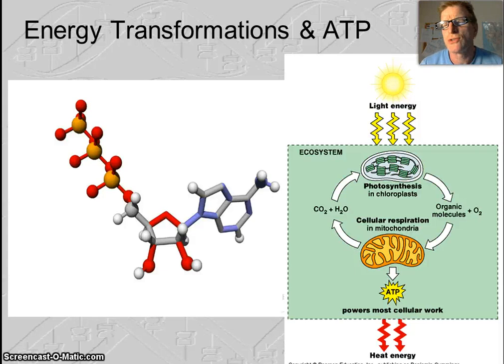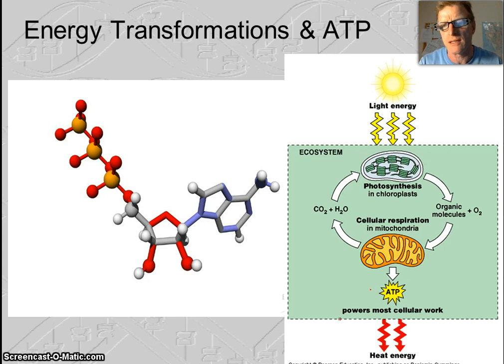I want to talk about energy transformations and then the molecule ATP and its role in energy transformations in living things. So here's the molecule ATP. We'll look at that in a little bit more detail later. And here's some energy transformations, right? So light energy captured by plants through photosynthesis, taken and converted into organic molecules, which are then burned for energy in the mitochondria, which produces the molecule ATP, which powers cell work, etc., etc.